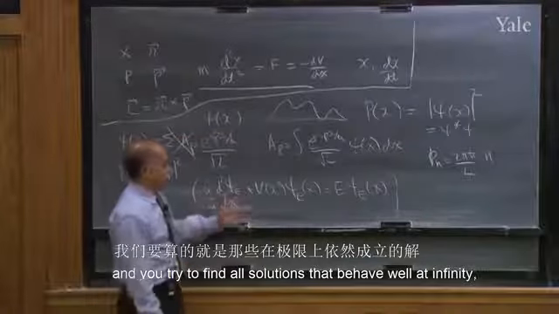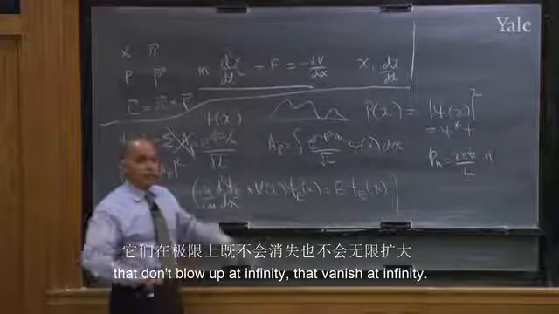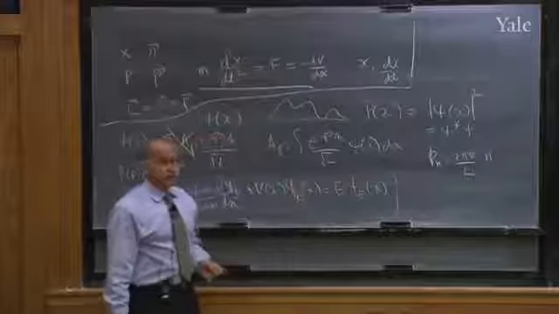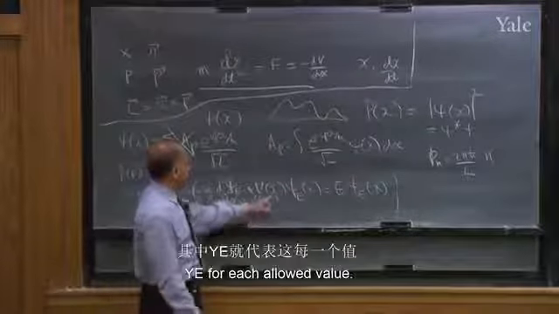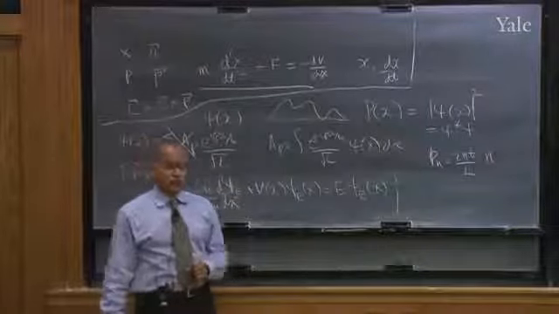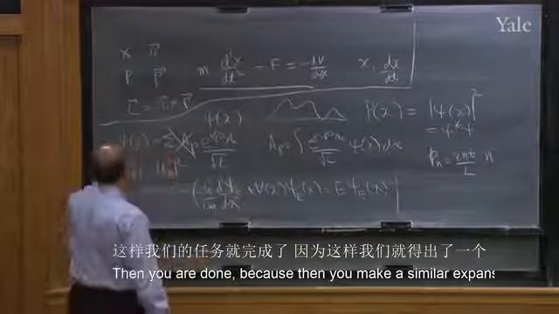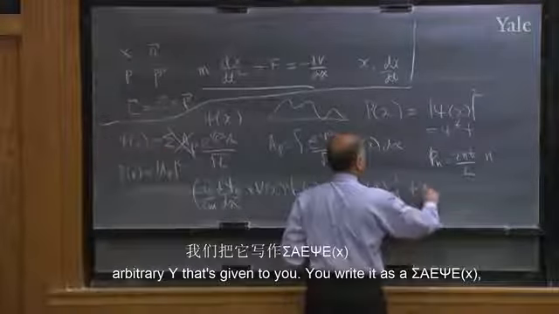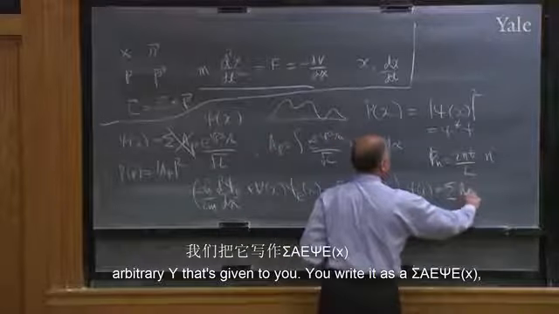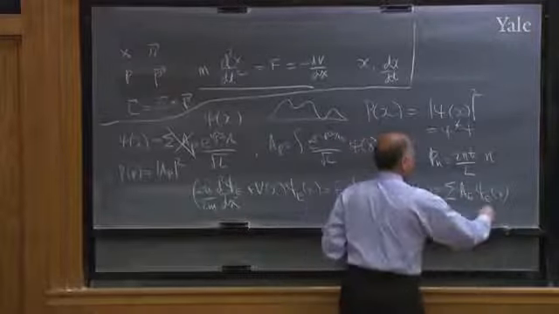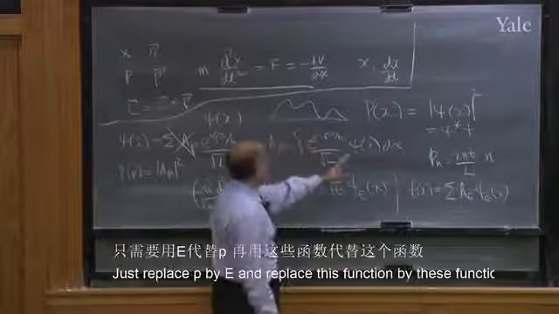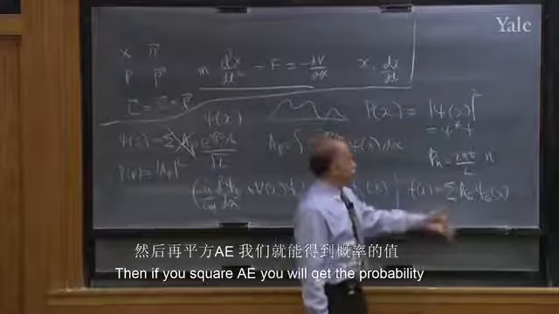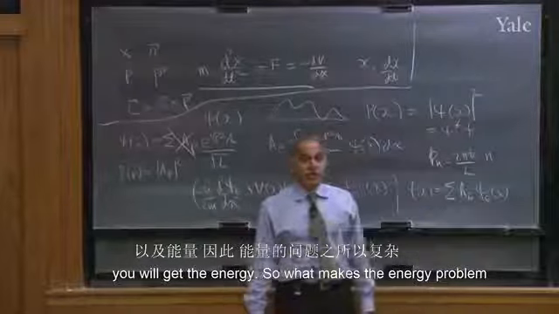And you try to find all solutions which behave well at infinity, that don't blow up at infinity, that vanish at infinity, that quantizes E to certain special values. And there are corresponding functions, psi sub E, for each allowed value. Then you're done, because then you make a similar expansion. You write the unknown psi, namely some arbitrary psi that's given to you, as a sum of a sub E psi sub E of x, where a sub E is found by a similar rule. Just replace p by E and replace this function by these functions. Then if you square a sub E, you will get the probability of getting that energy.